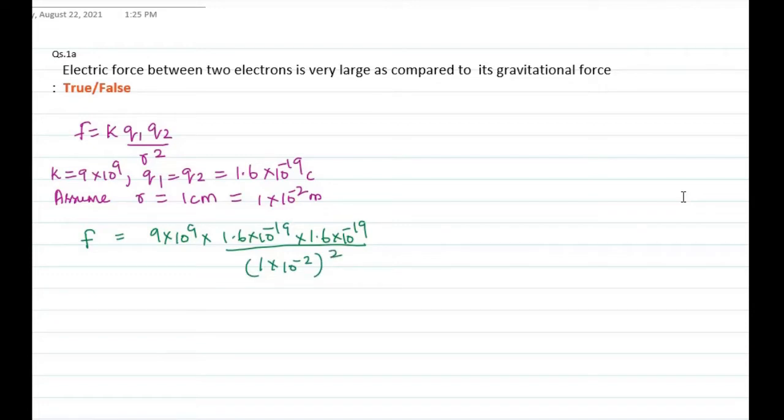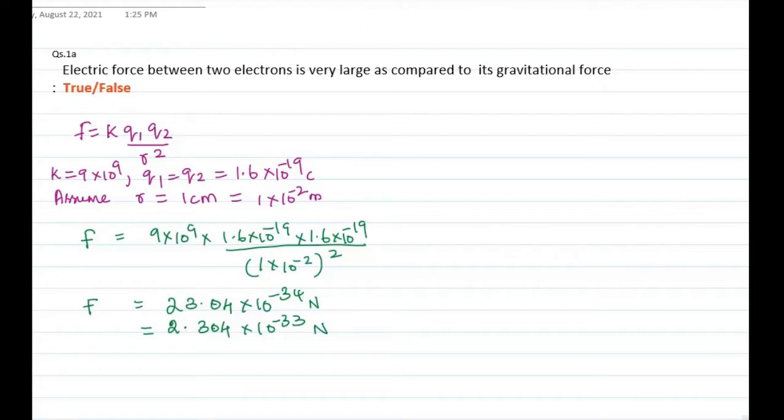After multiplication, we'll get F is equal to 23.04 into 10 to the power of minus 34 Newton. Otherwise you can write it as 2.304 into 10 to the power of minus 33 Newton. This is the electric force.